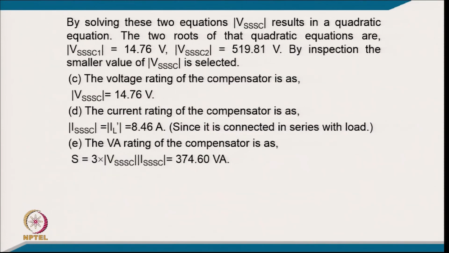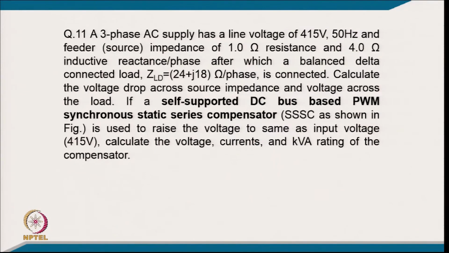So, by solving this, of course, we will get two values of the series injected voltage: 14.76 volt and the other is typically 519.81 volt, but of course, we have to select the lowest rating. So, the lowest rating is 14.76, we select that, and the current rating is already the series load current. So, that is 8.46, and now the compensator rating is 3 times the injected voltage multiplied by the current. So, it comes to 374.6 volt ampere.